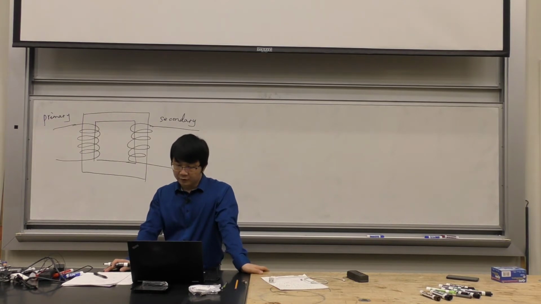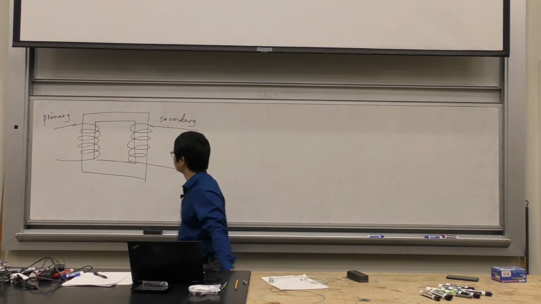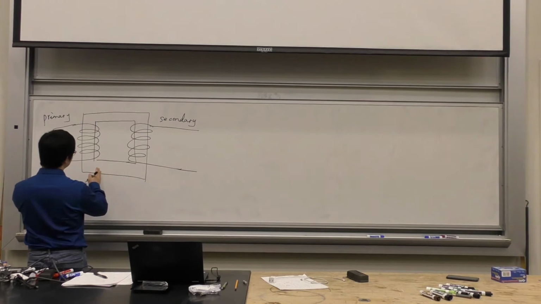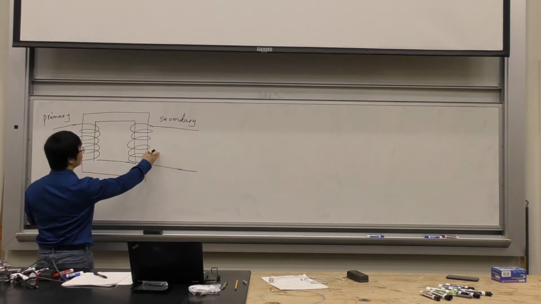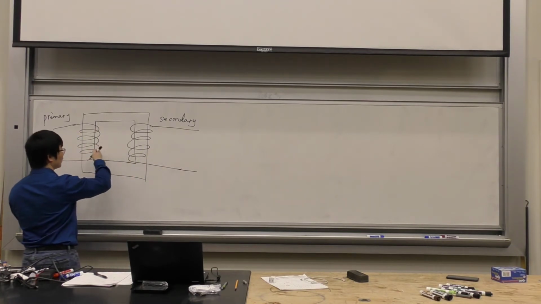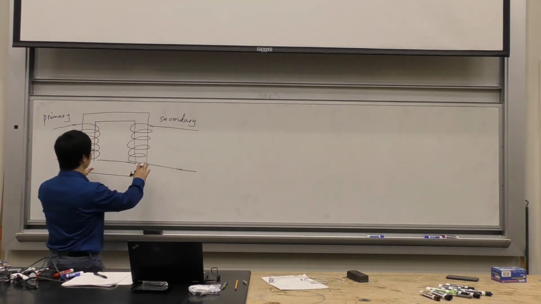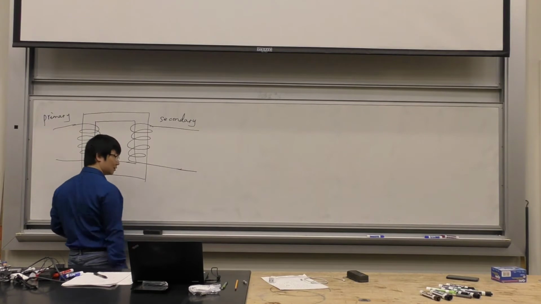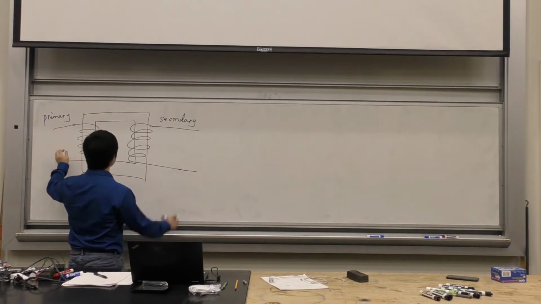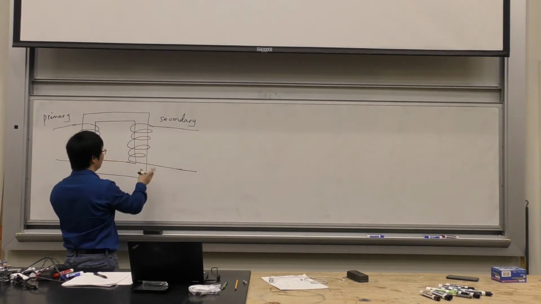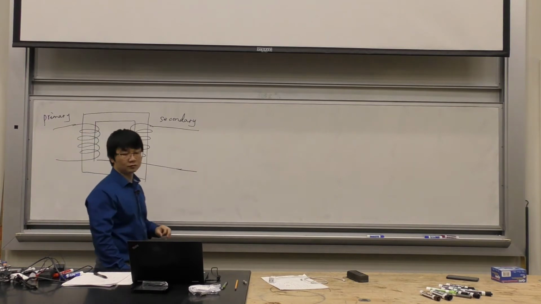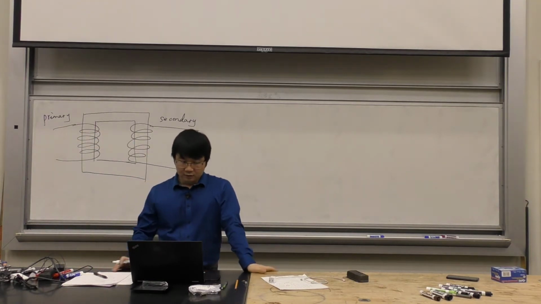So how does it change the voltage from this side to that side? You see, this side is not even connected directly to the primary side. There are two different coils, and they're disconnected. They're wrapped on the same iron core, but they're not really in contact.